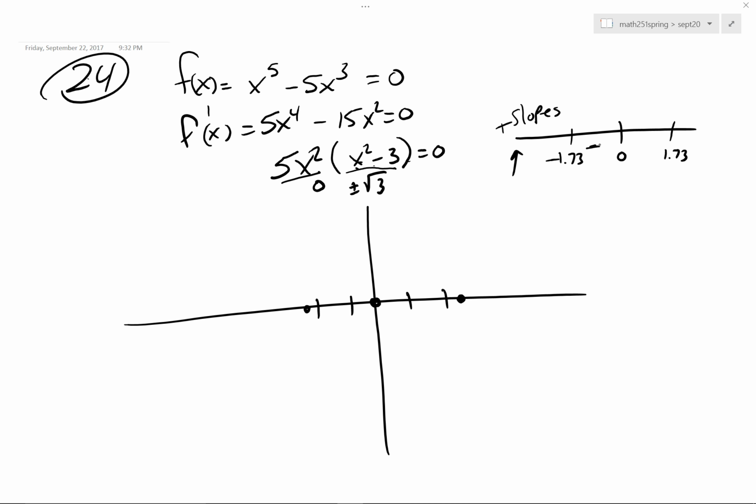Okay? I'd be willing to bet that they are positive. Ooh, I lied to you. These suckers are negative. I was thinking I was on top of it, but I'm wrong. 1 squared is 1 times 5 is positive. 1 minus 3 is negative. Negative times a positive is a negative.